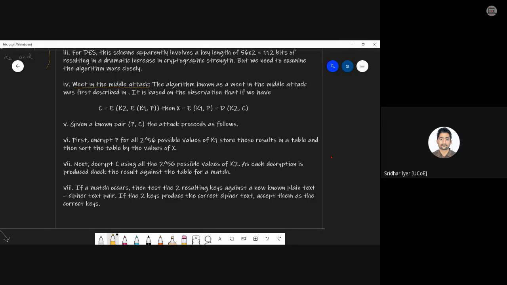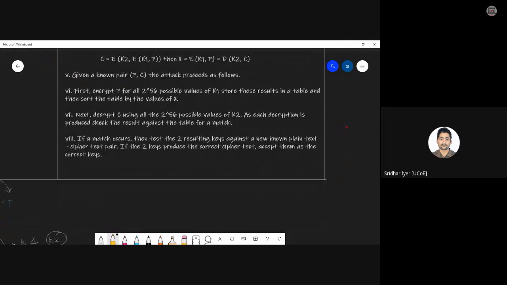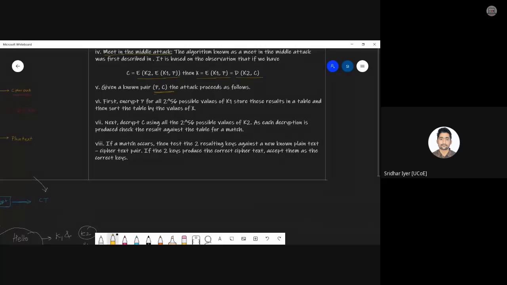Okay, so it is based on the observation that if we have C equal to this formula, then X is nothing but that temporary value. And D is nothing but the decryption. So C is the ciphertext, and this is the formula for decryption. So what we know, given a known pair of plaintext and ciphertext, we can start with the attack and find out the keys. So that is what we did just now. Fine.